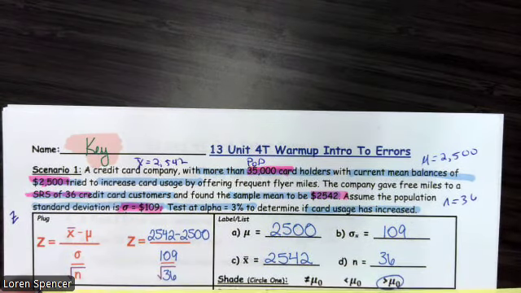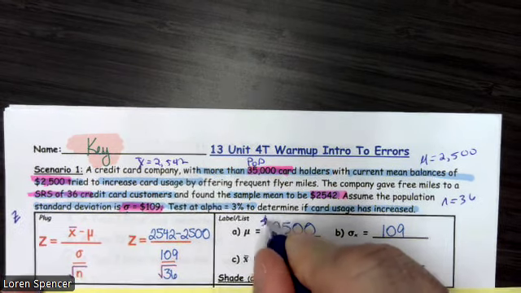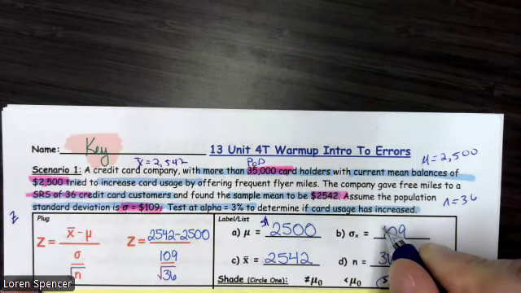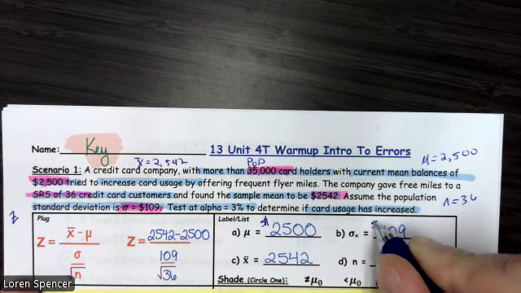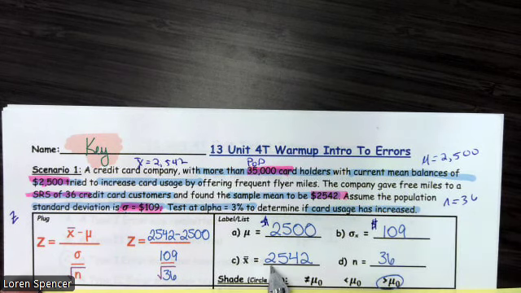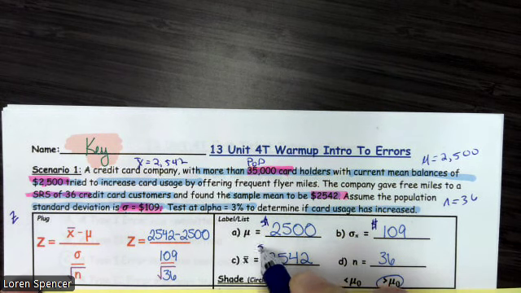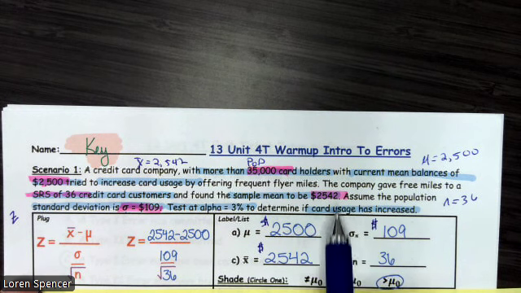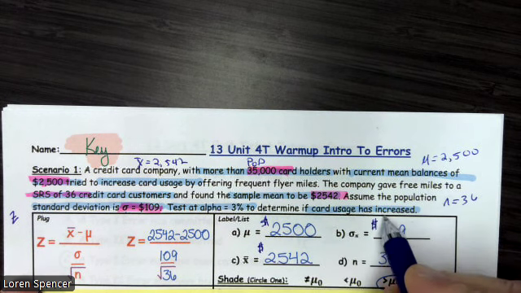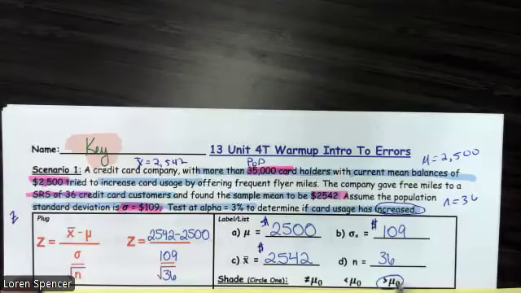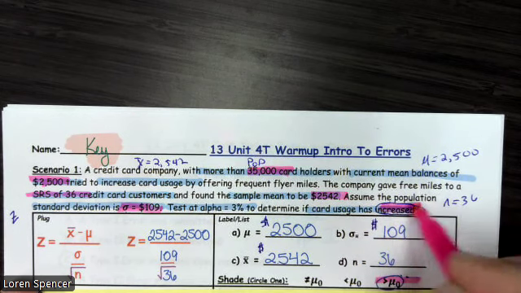Well, our important information is we have a population mean of $2,500. We have a population standard deviation of $109. And we have a sample mean of $2,542. And they want to see if it has increased. So that's the important word there that says, hey, did it go up? That's why we have increased highlighted, or circled, right here, because of the word increased.